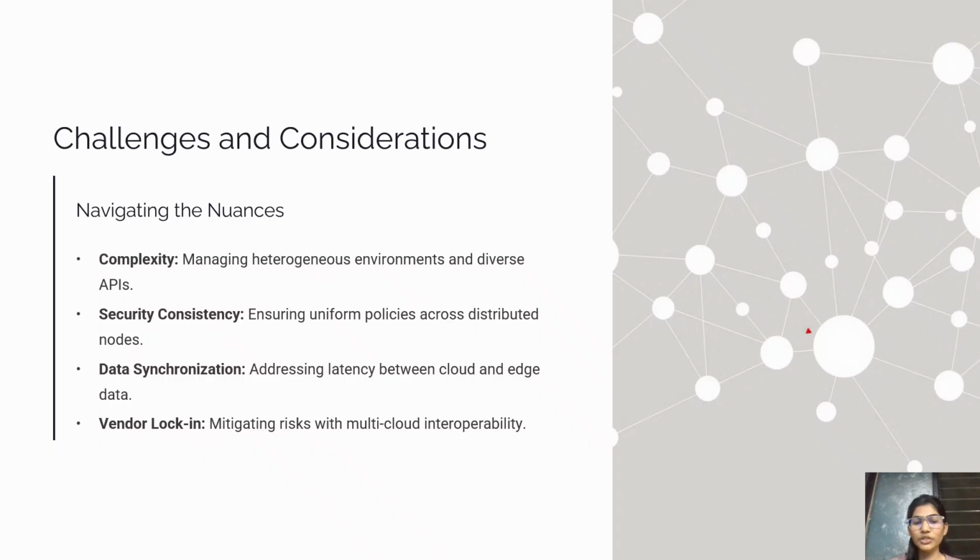But it is not always easy. Complexity: managing many systems and APIs. Security consistency means policies must work everywhere. Data synchronization issues mean delay between cloud and edge, like sending data from users. Vendor lock-in means getting stuck with one cloud provider. Now move to the next slide, future of hybrid distributed cloud.